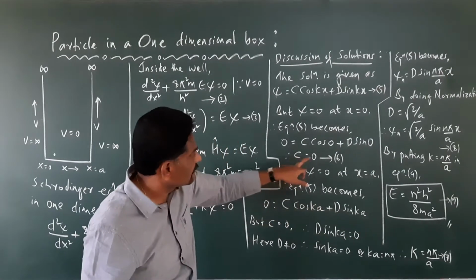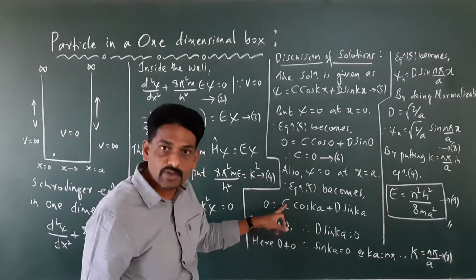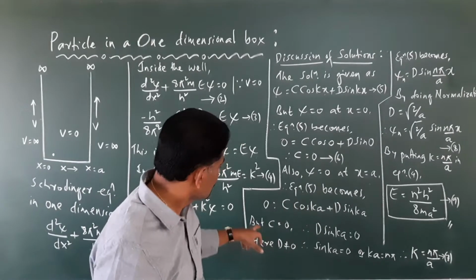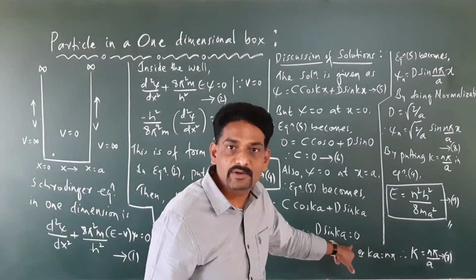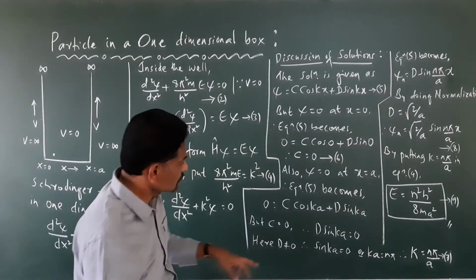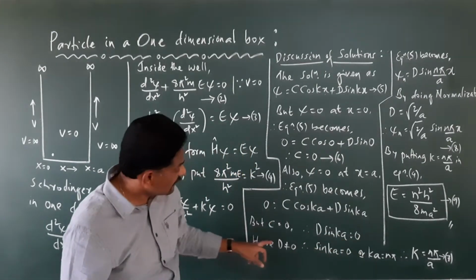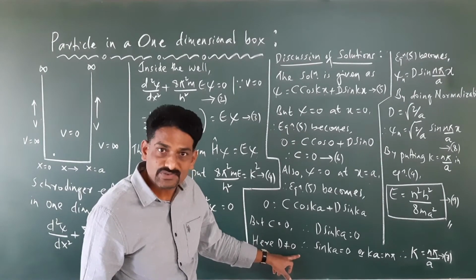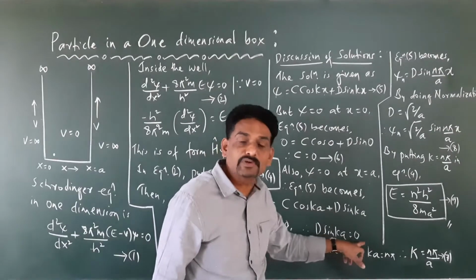But what is c here? The value of c is known to us. It is 0. So substitute c equals 0 here. This term is going to be 0, right? So what we get is d sin ka equals 0. d sin ka equals 0. So once you get d sin ka equals 0, here d is not equal to 0. Here d is not equal to 0. If d is not equal to 0, then sin ka has to be equal to 0.